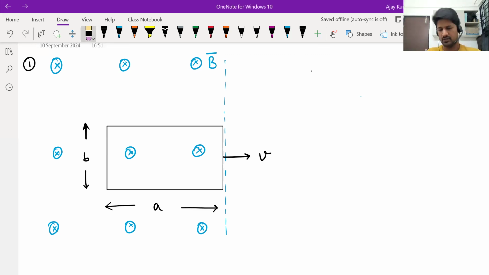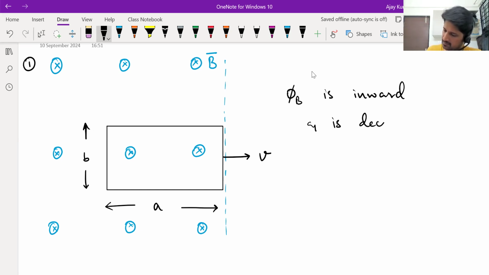So, any of you tell me, as this rectangle leaves the magnetic field, what is happening to the flux? Is the flux through the rectangle increasing or decreasing? Decreasing, sir. Magnetic flux is inward, meaning into the screen, and it is decreasing. Okay. So tell me, should induced EMF try to support this magnetic field or oppose it?